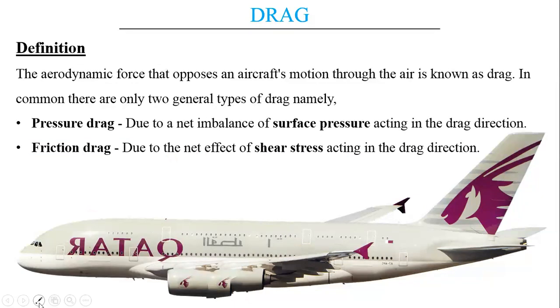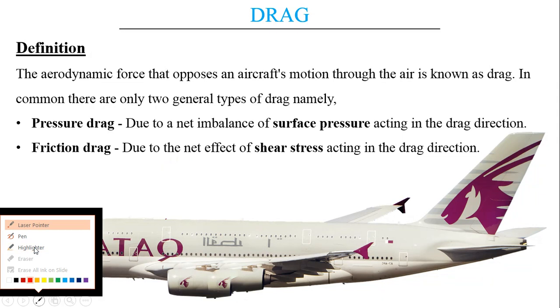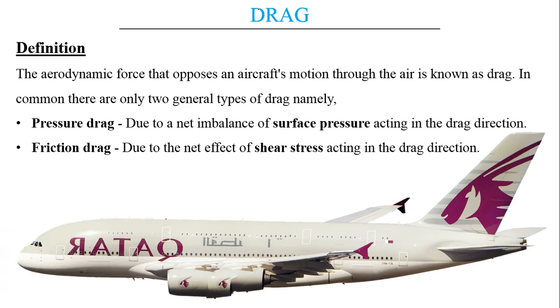So drag. What is drag? Before getting to know about the drag polar, we need to have a clear understanding regarding the drag. So what is drag? Drag is an aerodynamic force that opposes an aircraft's motion through air. So here we can see an Airbus A380 aircraft owned by Qatar Airlines. Let's consider this aircraft is flying at some particular altitude. We have a velocity v infinity, that is a free stream velocity, acting on the aircraft.